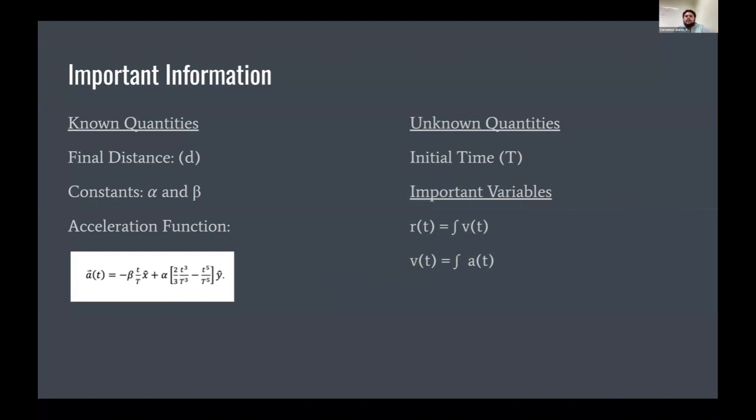For some important information, the known quantities are final distance, which is d, constants alpha and beta, and the acceleration formula we were given. The unknown quantity is initial time, which is capital T, and important variables are position, which equals the integral of velocity, and velocity, which equals the integral of acceleration.